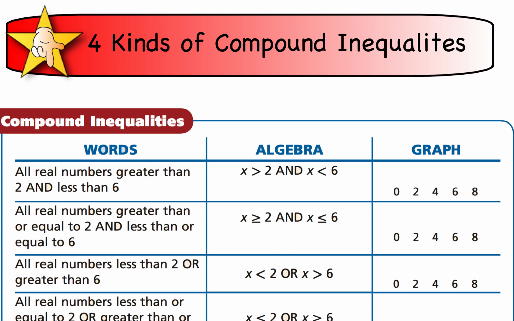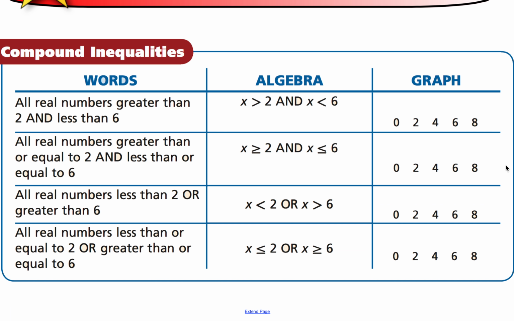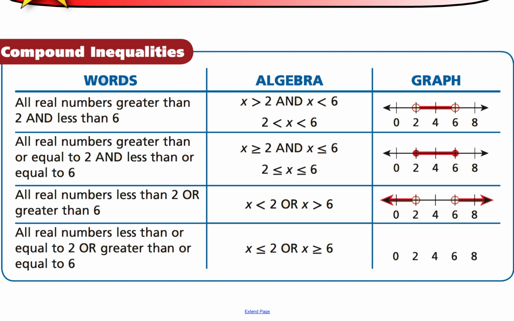So those four kinds of inequalities, here they are described in a table format. X greater than 2 and x less than 6. Whenever we have an and statement, we can write it as a single statement where the variable is in the middle. So similarly, here's the and statement with this one. And here's what those graphs look like, just like we got in the last slide. And then the or statements, you cannot combine those into a single statement. The or compound inequalities will always be given as separate statements, but their graphs will look like that.